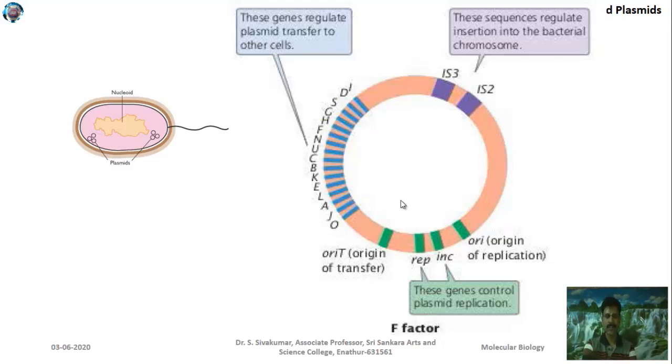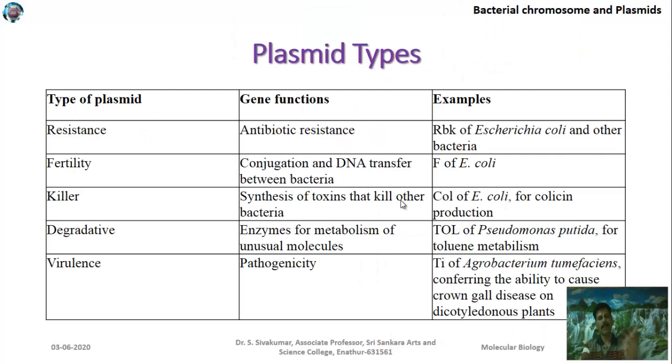Next we will see the important types of plasmids. There are different types of plasmids: resistant plasmid, fertility plasmid, killer plasmid, degradative plasmid, and virulence plasmid. What do you mean by resistant plasmid? The resistant plasmid is nothing but an antibiotic resistance.